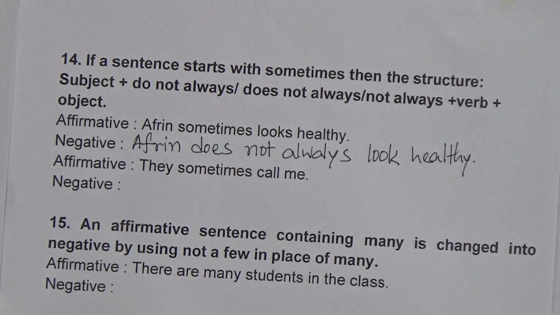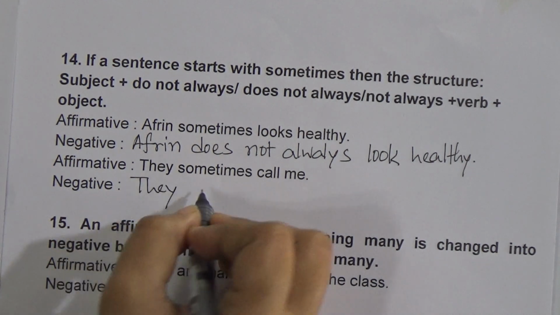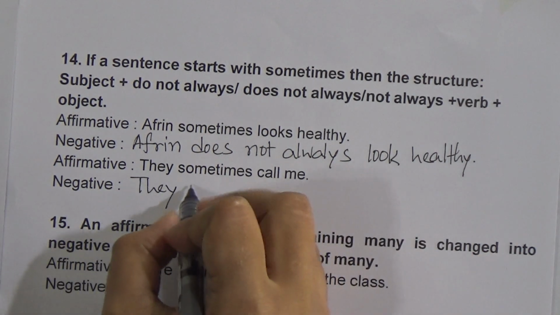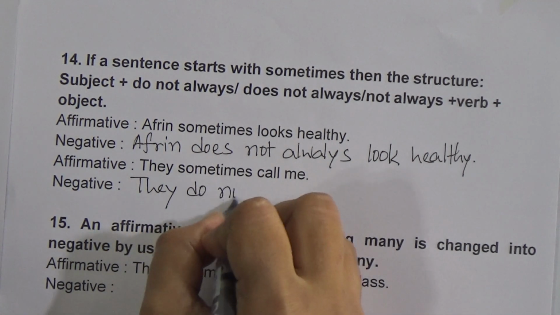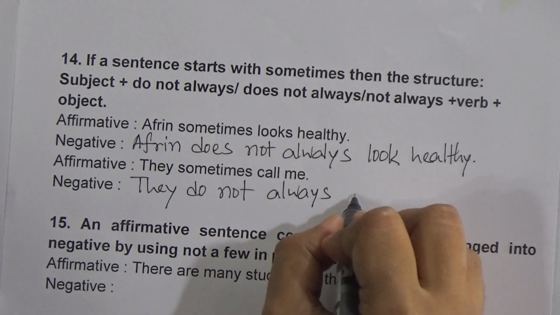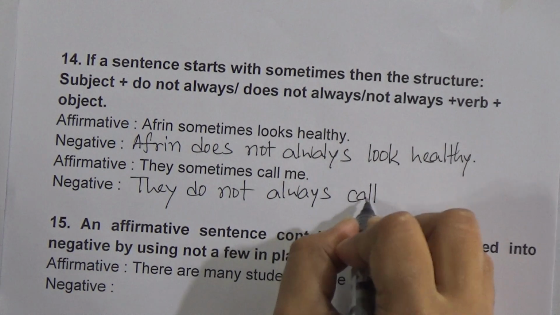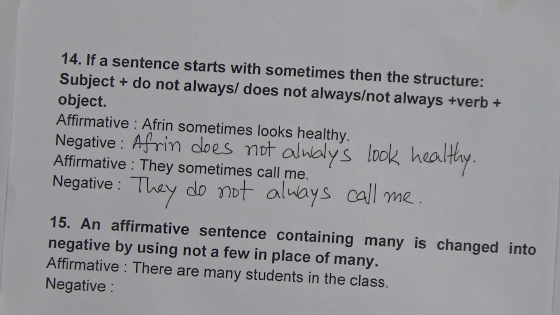Okay. Now next example, they sometimes call me. So at first we will write our subject they, then we will write here do not, because our subject is plural. So they do not, then there will be always. They do not always. Now the base form of the verb, that means call. They do not always call me. Now after the verb we will write the object.